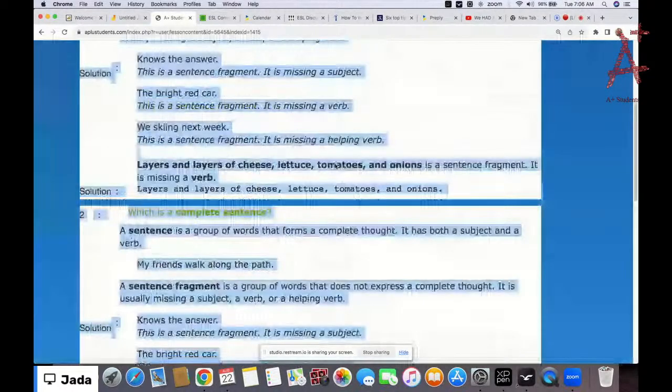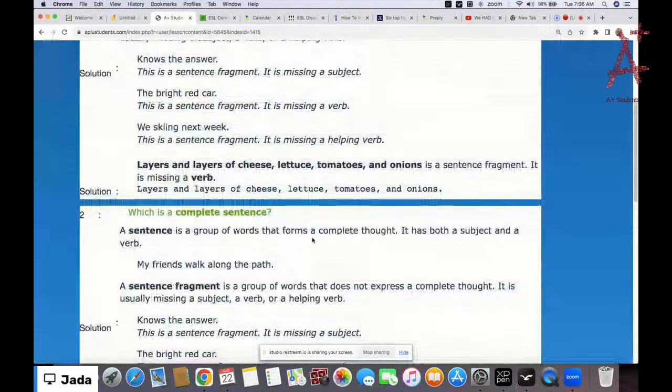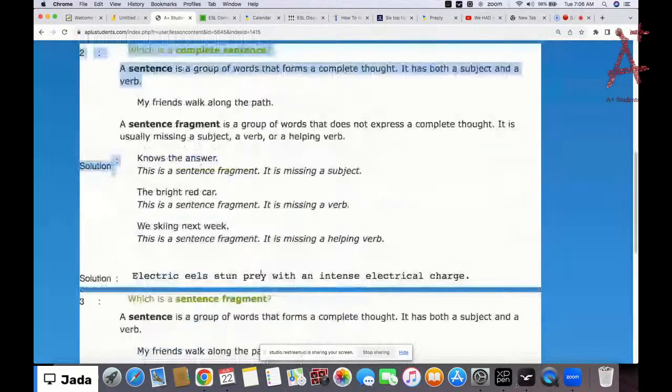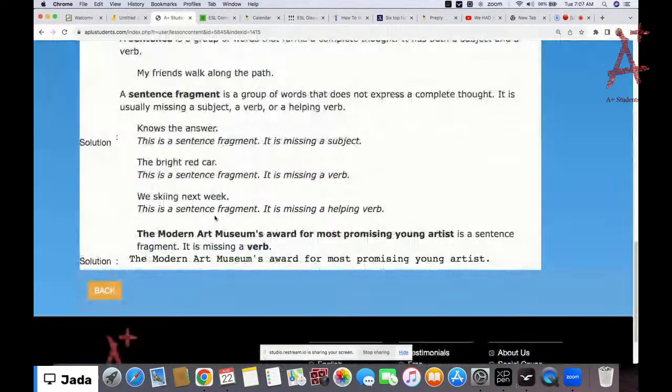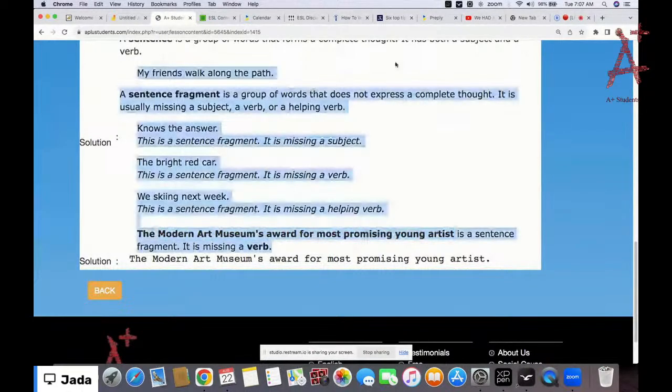So note the difference: a sentence forms a complete thought and has a subject and a verb, but a sentence fragment does not form a complete thought. It's usually missing a subject, verb, or helping verb. The Modern Art Museum's Awards for Most Promising Young Artists is a sentence fragment. It is missing a verb in the sentence. Let's see if we find some more examples.